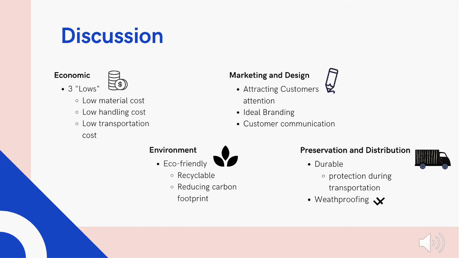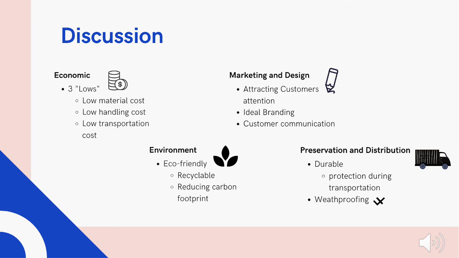For the discussion part, it was separated into 4 sectors: economics, environment, marketing and design, and lastly, preservation and distribution. For the economics part, there are 3 lows. The first one is low material cost, as corrugated fiberboard is relatively cheaper than other packaging materials, like plastic. Then, it is low in handling costs, because we've added the integrated perforation in the design, and after tearing it off, the boxes can be put directly on the shelf instead of the staff putting the milk there manually.